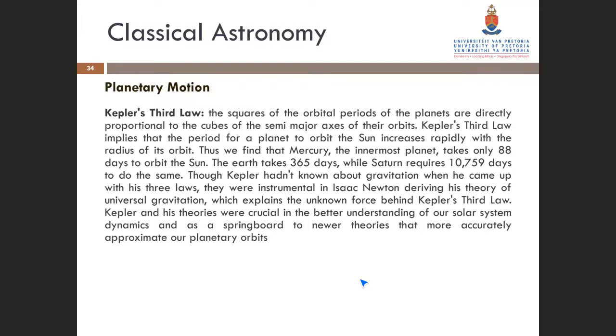Although Kepler hadn't known about gravitation when he came up with these three laws, they were instrumental in Isaac Newton's deriving his theory of universal gravitation, which explains the unknown force behind Kepler's third law. Kepler and his theories were crucial in a better understanding of our solar system dynamics and as a springboard to newer theories that more accurately approximate our planetary orbits.